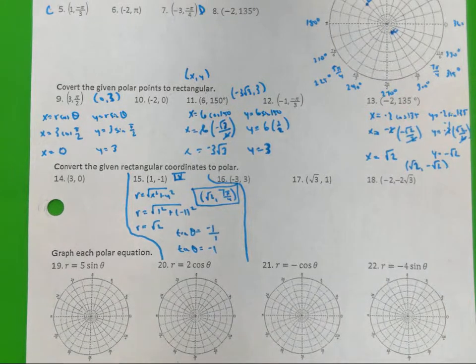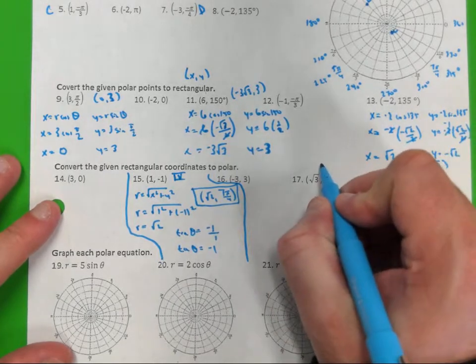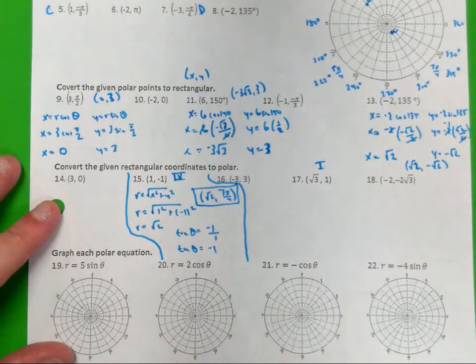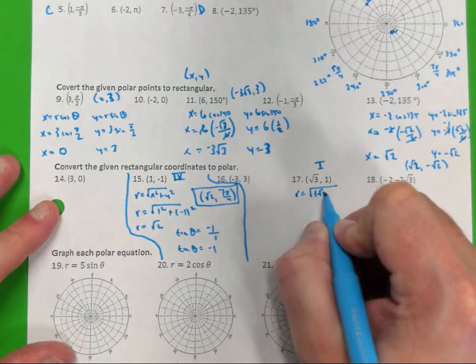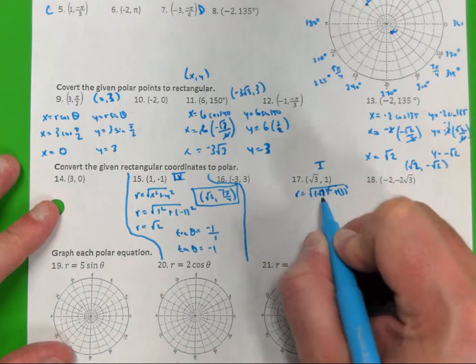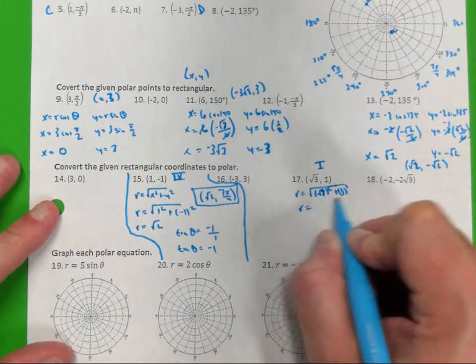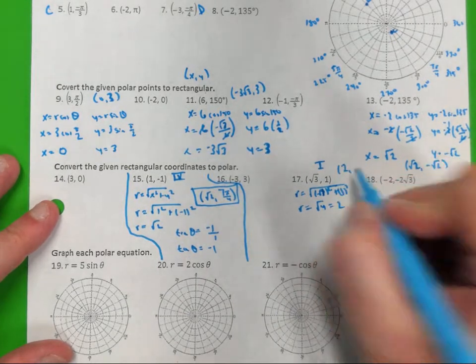Did y'all get that? Number 17. They're both positive. What quadrant is that coming from? First. R equals square root of 3 squared plus 1 squared. Well, the square root of 3 and the square cancel out. 3 plus 1 is? Which is 2. So r is 2.